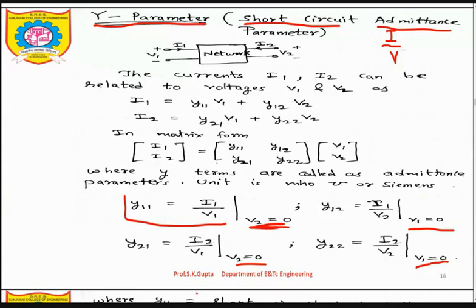Now, the unit of resistance, we know, is ohm, and the impedance unit is also ohm, and this admittance unit is mho. The unit of admittance is mho. The relationship between impedance and admittance is Z equal to 1 upon Y.